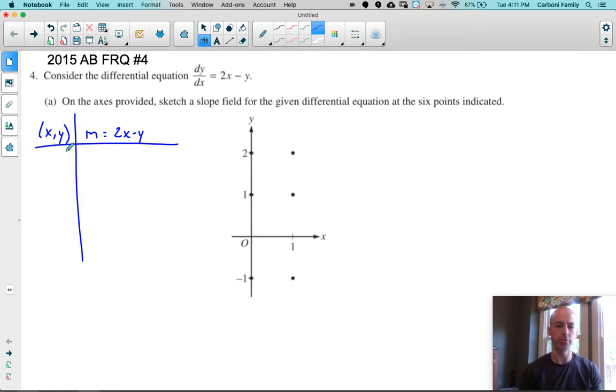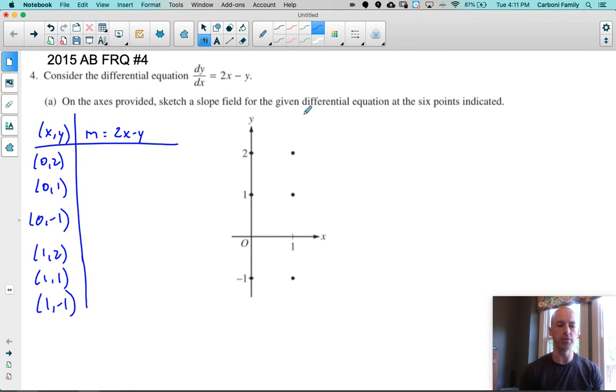So we have these 6 points. We have the ordered pair 0, 2. I'm going to go down the y-axis first, 0, 1, and 0, negative 1. And then we have 1, 2, 1, 1, and 1, negative 1. And I'm simply going to compute the slope at each of those points using the differential equation.